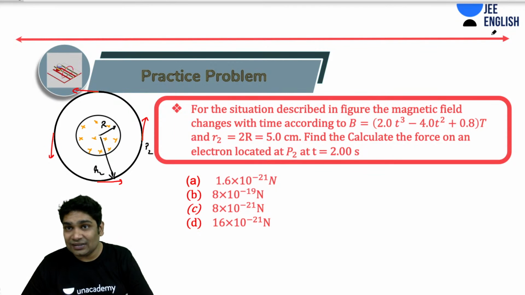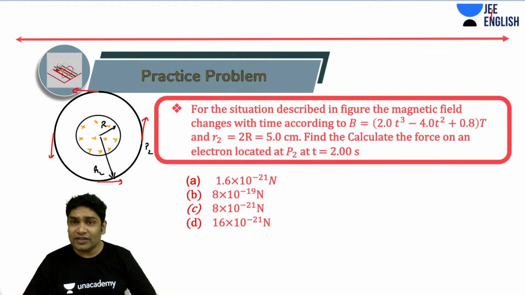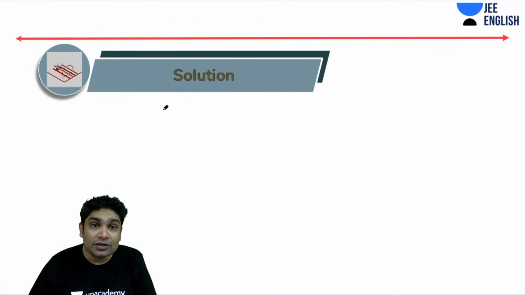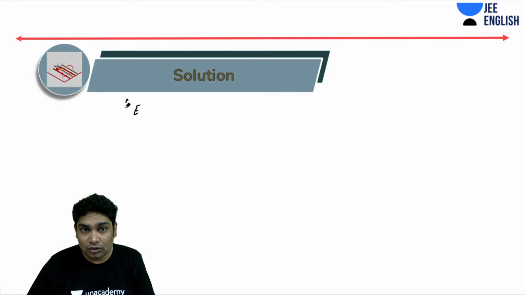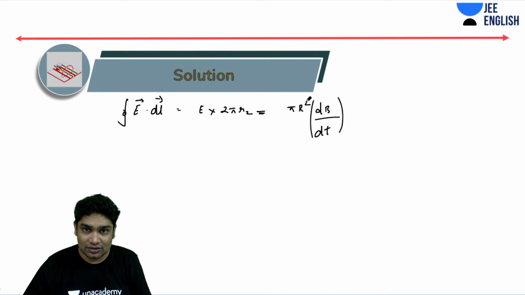Now, to determine the strength of the induced electric field, you say that the closed integral of E dot dl, which is going to be E into 2 pi r, would be equal to pi r square into dB by dt. Agreed? Because this is the rate of change of flux.